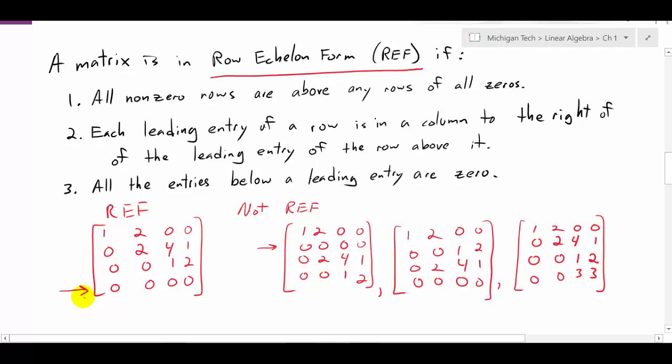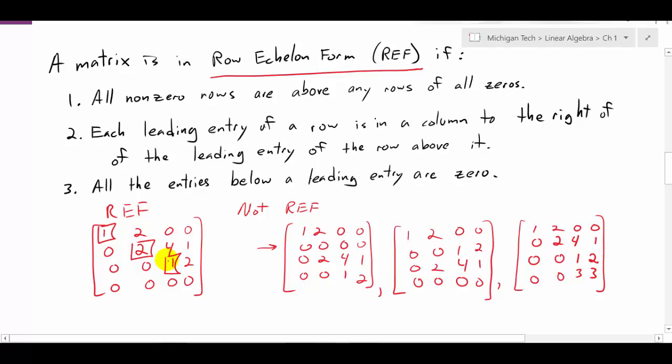The next one is the most confusing one. It says each leading entry of a row is in a column to the right of the leading entry of the row above it. So in other words, this leading entry must be in a column to the right of the column of the previous leading entry. And the result kind of gives us a staircase effect as we look at our leading entry values. So let me just mark all the leading entries. This is the leading entry of row 1, this is the leading entry of row 2, and this is the leading entry of row 3. And so as I move to the right, they go down rows.